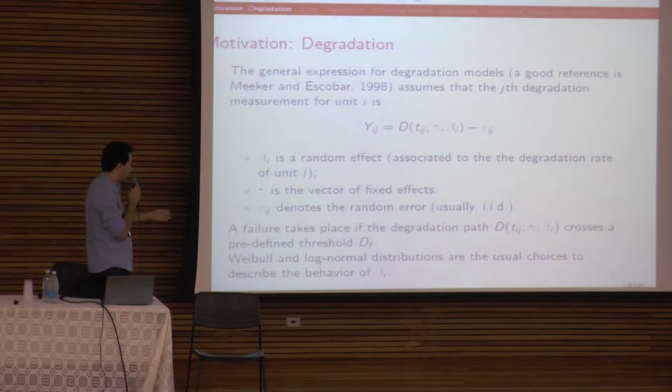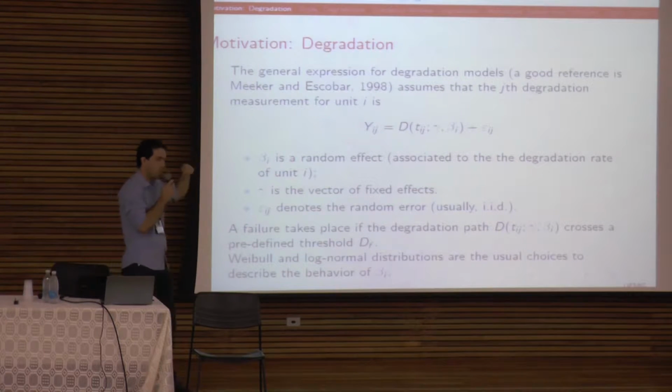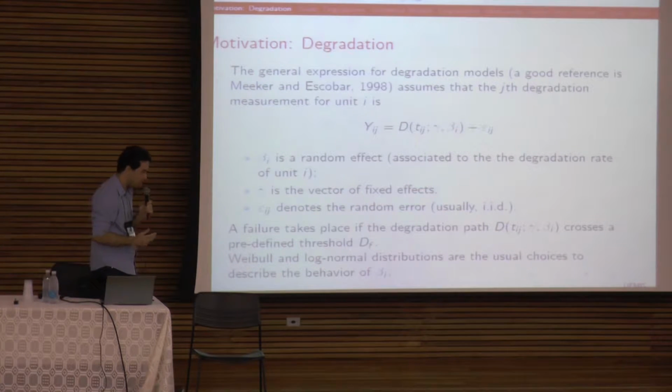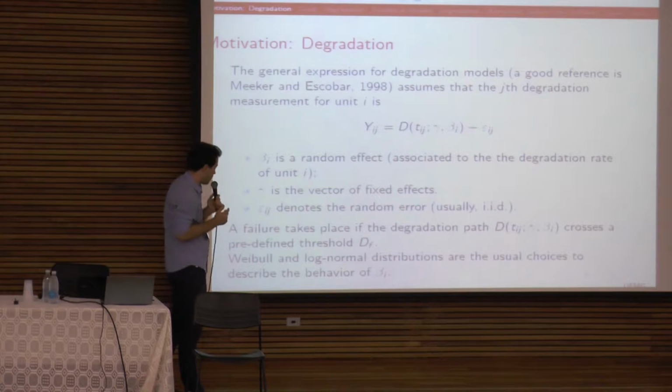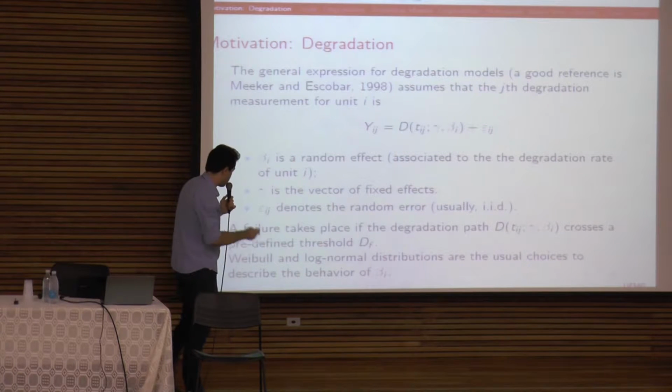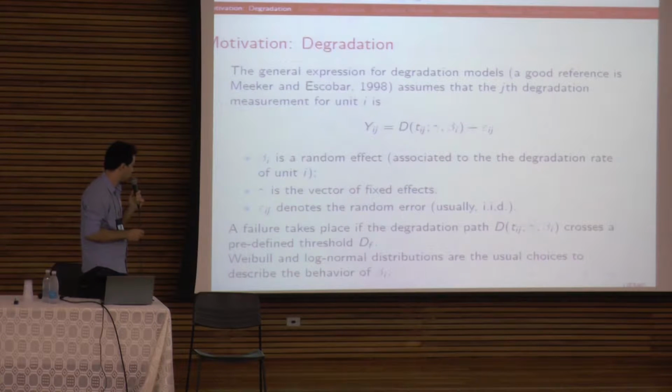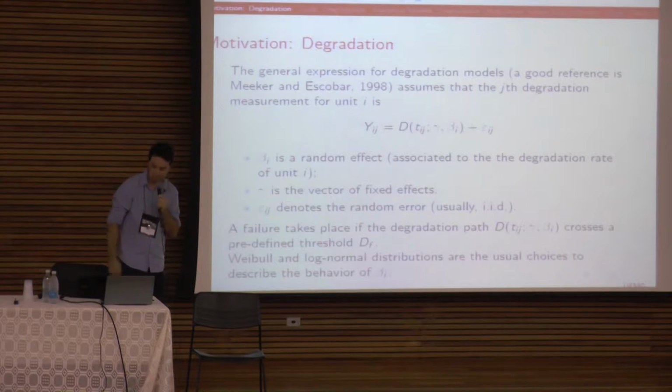So a failure takes place when this degradation crosses the threshold df. And this is how we are going to extract the failure time distribution for the degradation of the wheels.